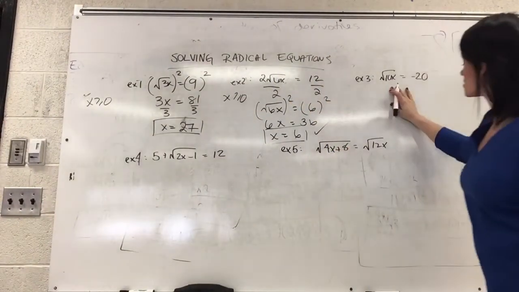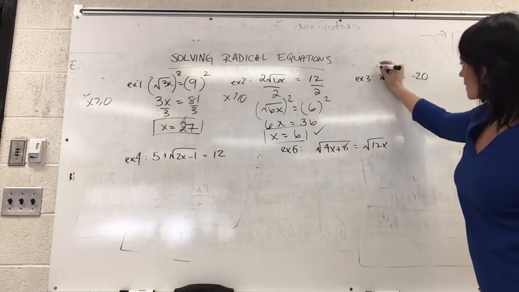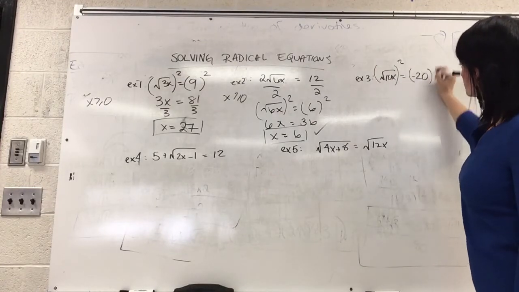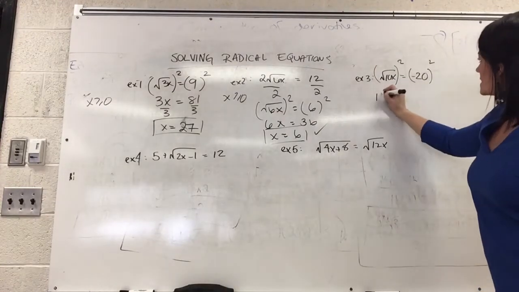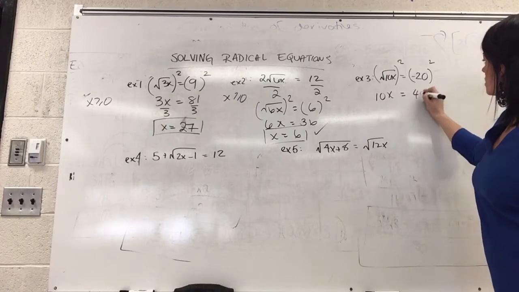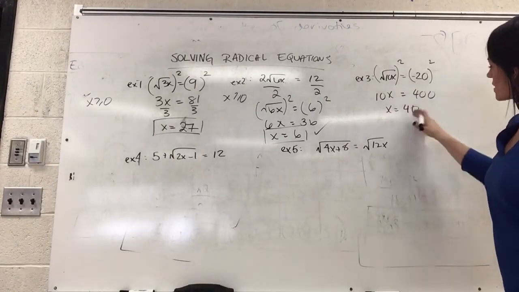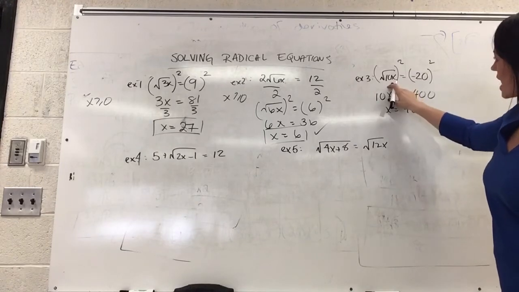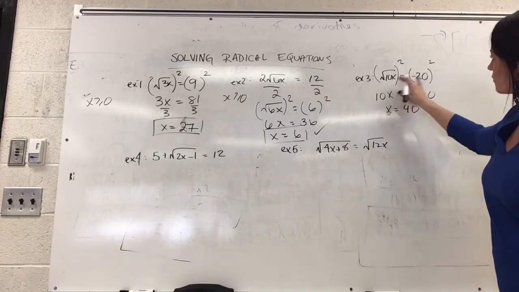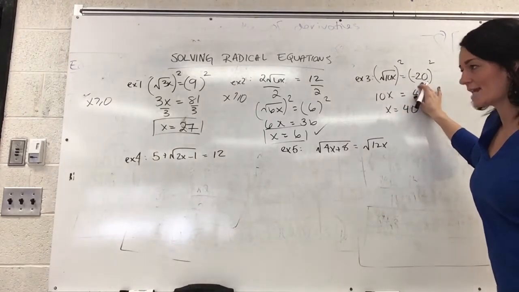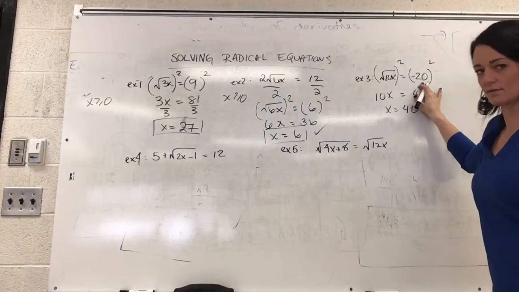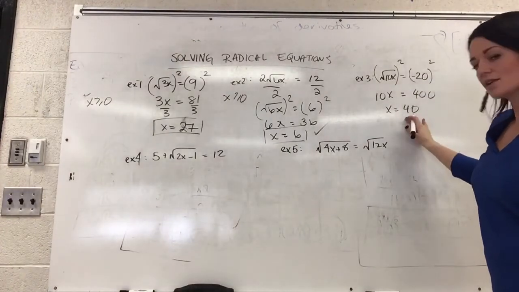Okay, this guy here, the radical's already isolated. I square both sides, and so I get 10x equals 400, and x equals 40. So then I plug it back in. 10 times 40 is 4,000. The square root of 4,000 is not negative 20. It is positive 20. So this is not a correct answer.